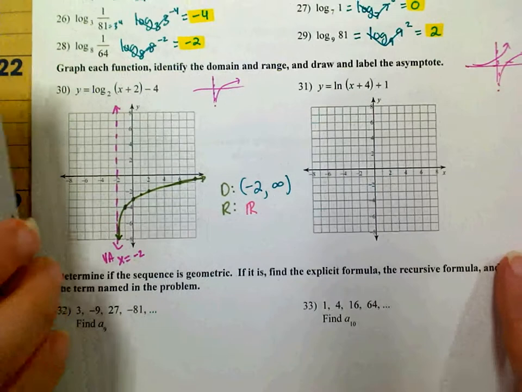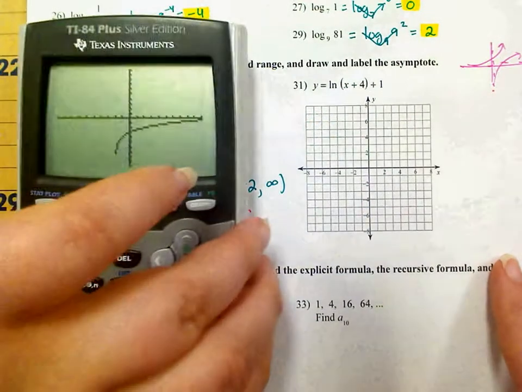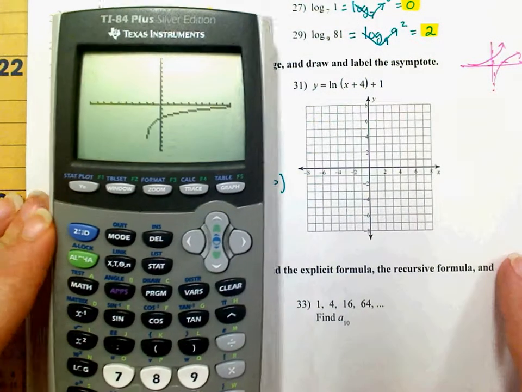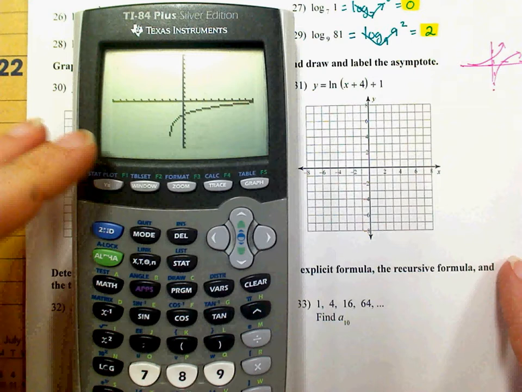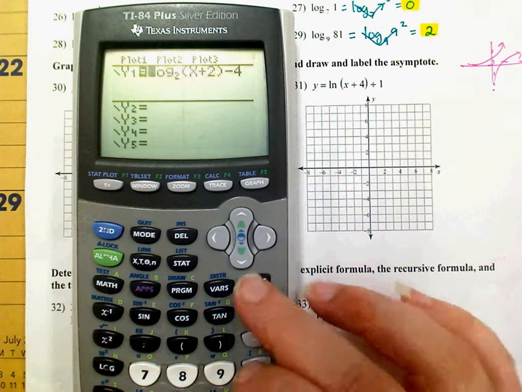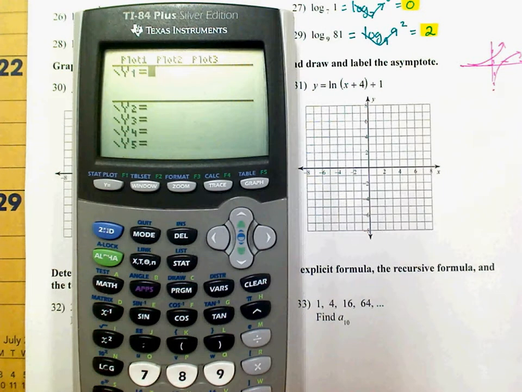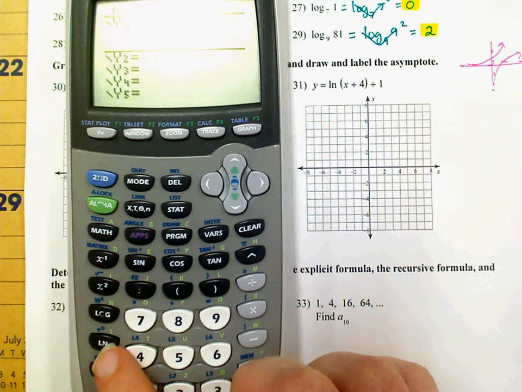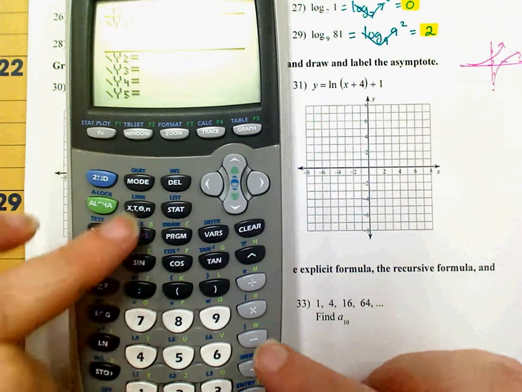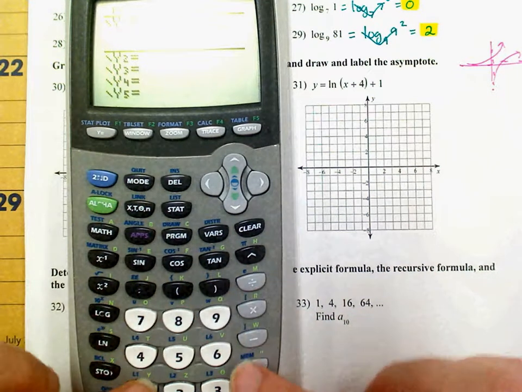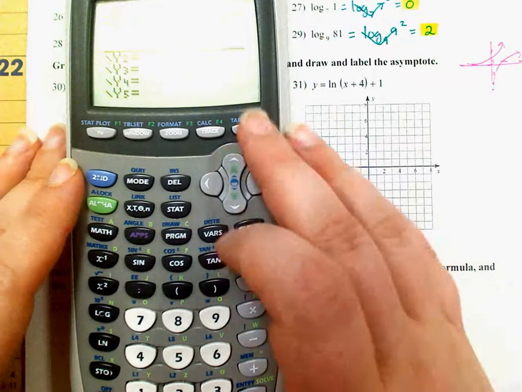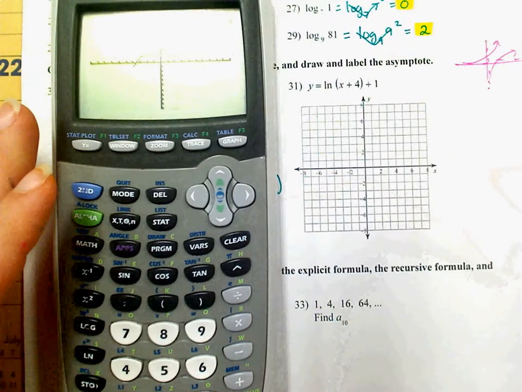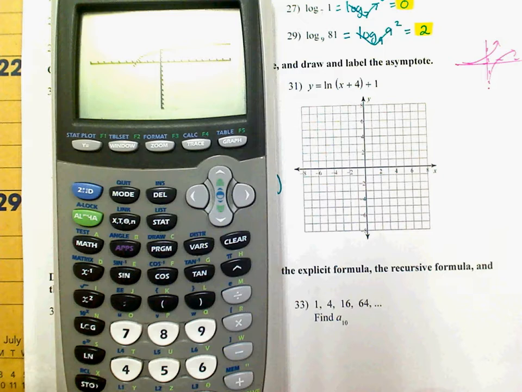Number 31 is natural log, which is just log base e. So you can either do log base e or you can just go to y equals and type in natural log, which is beside 4 right here. So natural log of x plus 4 and then plus 1. Go to the graph. I know I'm shifting to the left 4, so that should actually be the vertical asymptote.